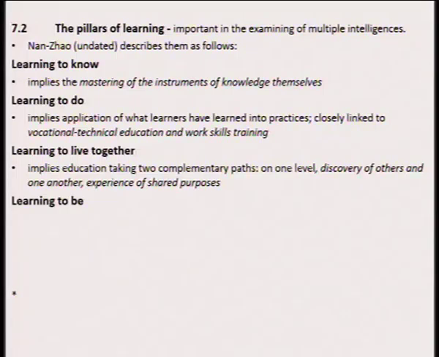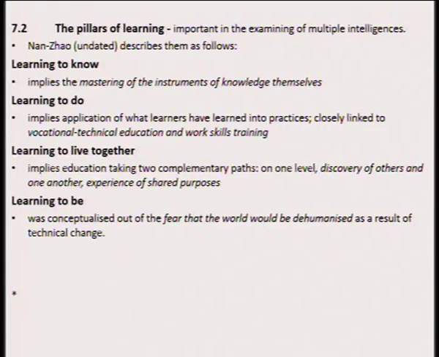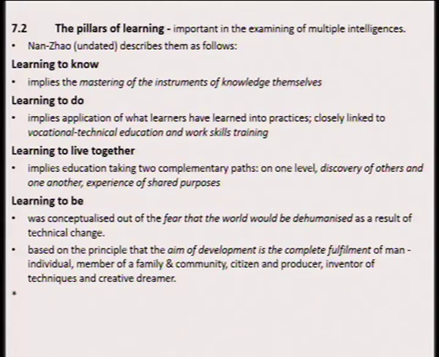The third pillar is learning to live together, and this implies education taking 2 complementary paths. On one level, the discovery of others, and on the other, the experience of shared purposes. The last pillar is learning to be. This was conceptualized out of the fear that the world would be dehumanized as a result of technical change. It's based on the principle that the aim of development is the complete fulfillment of man as an individual, a member of family and community, a citizen and producer, as well as an inventor of techniques and a creative dreamer.